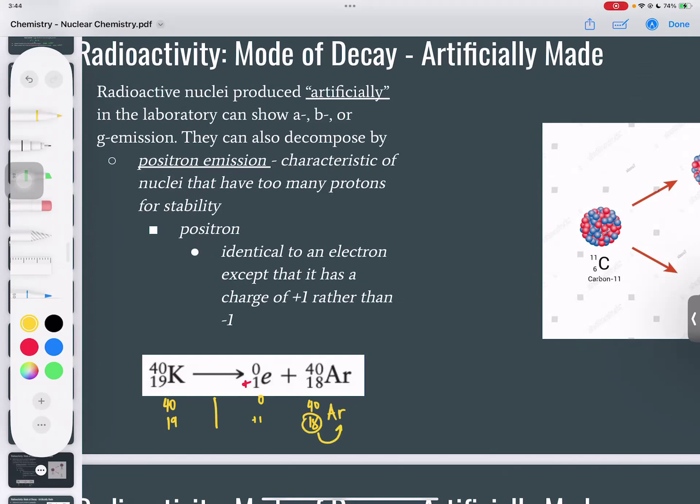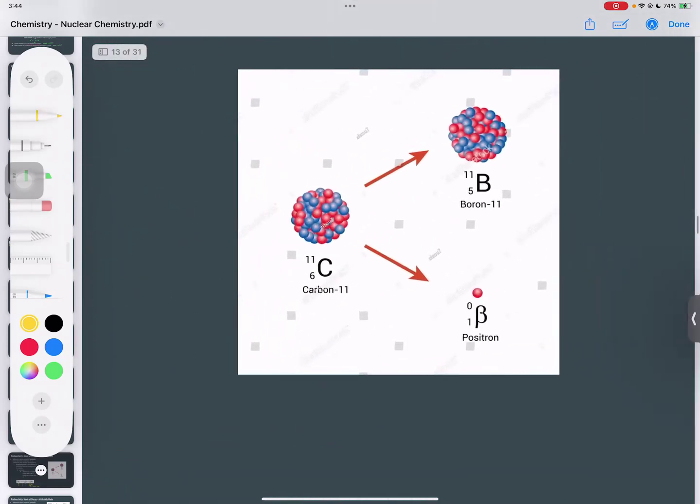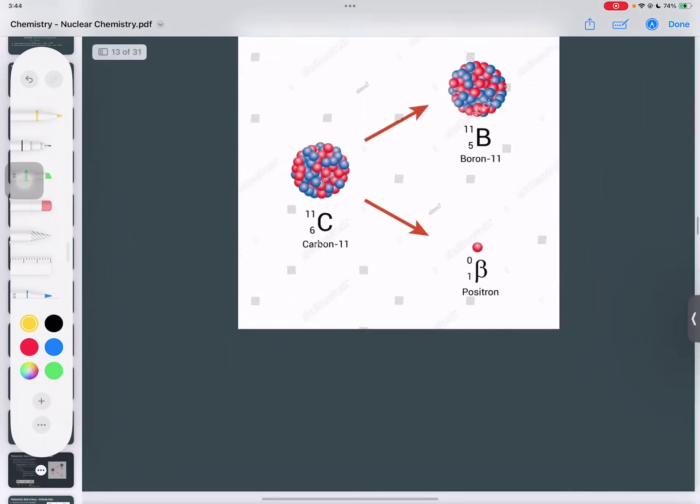So using the periodic table, you can predict your daughter particle. The same with carbon-11 for positron emission. So this is carbon-11. It releases a positron, an electron with a +1 charge. So what would be the daughter particle?